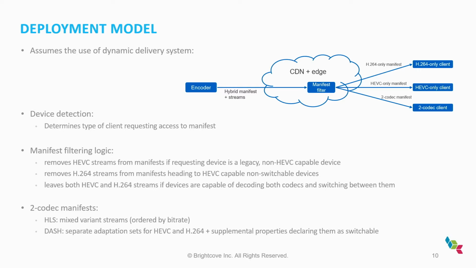And of course, the mechanics of doing this with HLS and DASH are slightly different. In an HLS manifest, you could order variant streams by bitrate, and that's enough for the client to be able to pick them. In DASH, you should create separate adaptation sets, but then there are supplemental property descriptors that you could use to say that you can switch between them.